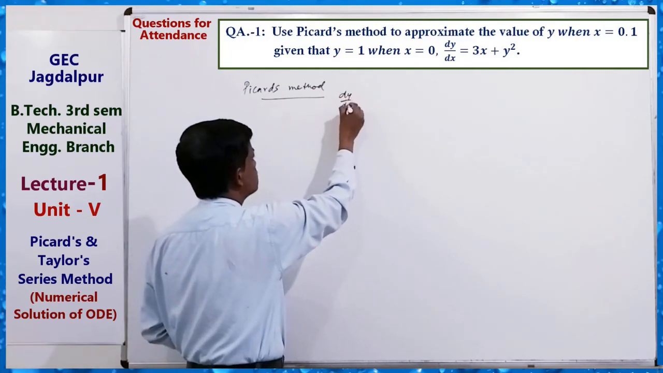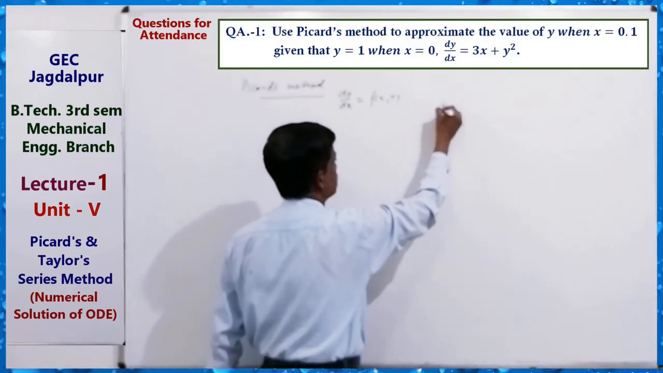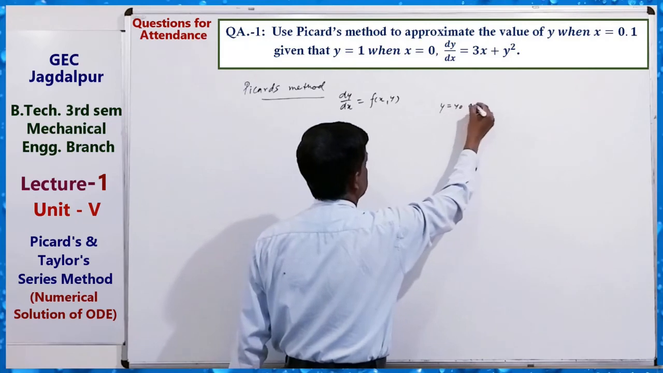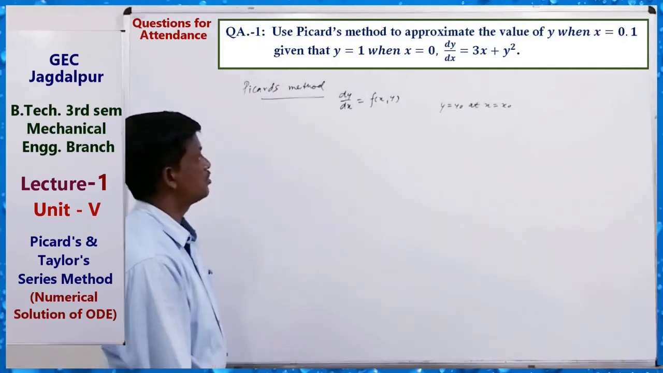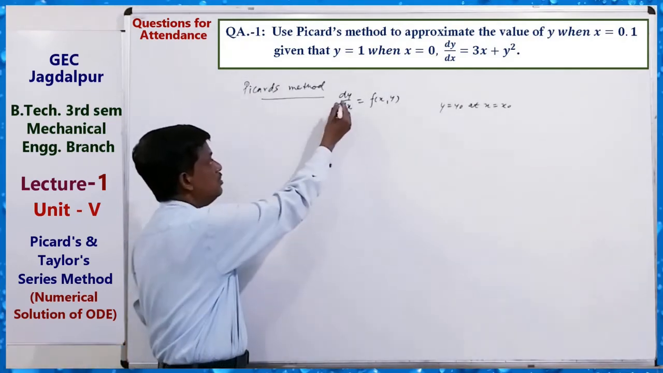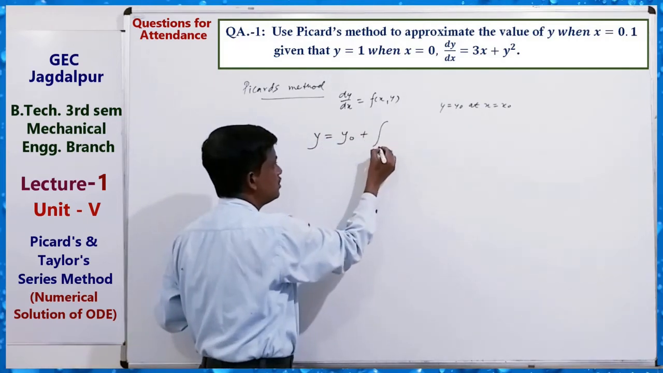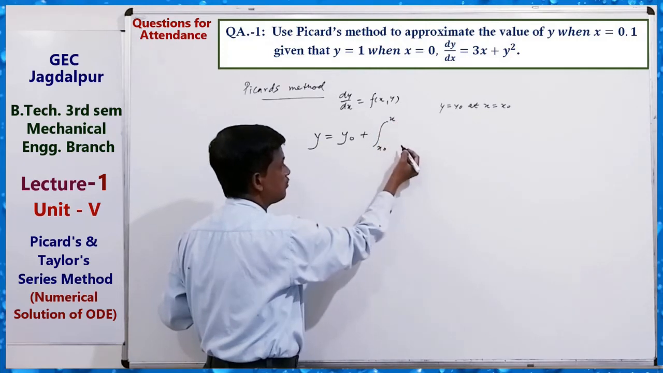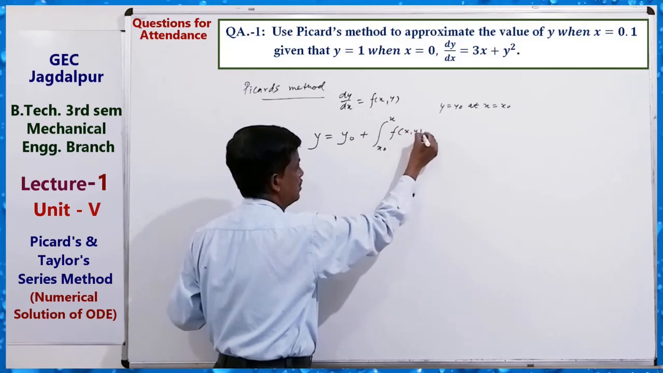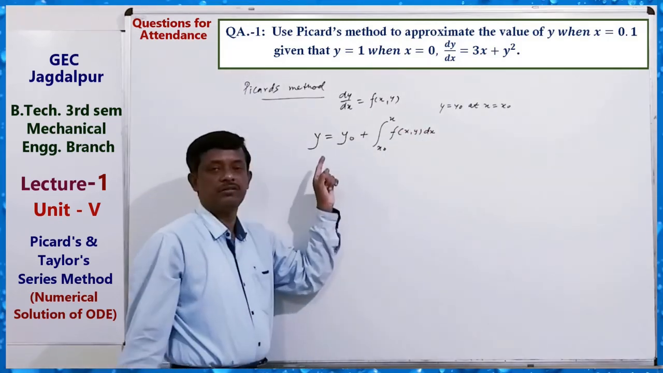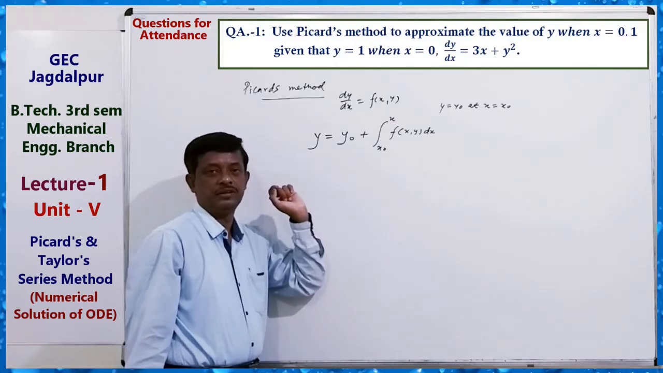In Picard's method, suppose dy by dx equals f(x, y), and y equals y0 at x equals x0. This is our problem, or initial value problem. Okay. For solving by Picard's method, what do we have to do? From here, by integrating, we get y equals y0 plus the integral from x0 to x of f(x, y) dx. This is our formula for Picard's method. Okay, formula.